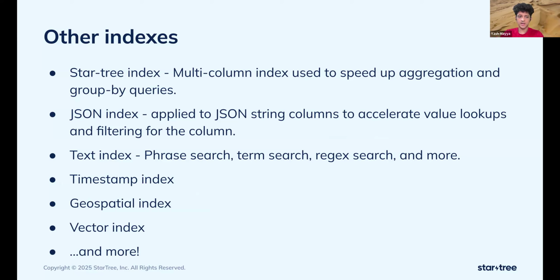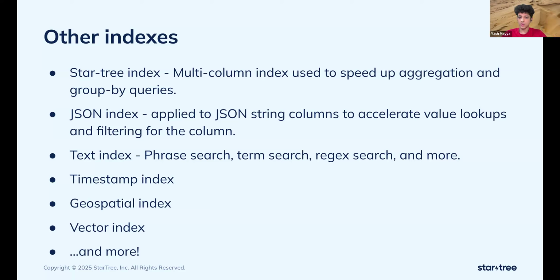We also have a JSON index that can apply to JSON string columns to accelerate value lookups and for filters on the column. We have a text index based on Lucene for phrase search, term search, regex search. We have a timestamp index for efficient timestamp operations. We have a geospatial index. We have a vector index that supports similarity search using the HNSW algorithm, and many more. And interestingly, Pinot, even though it comes with a ton of indexes out of the box, also supports plugging in indexes.